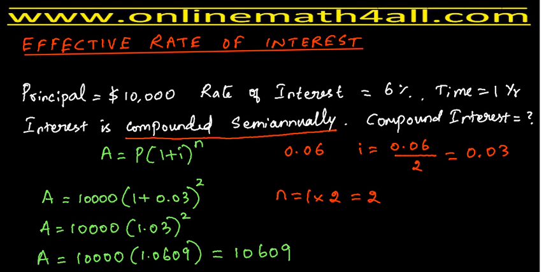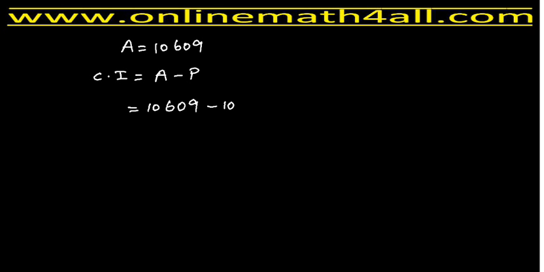Okay, now we'll proceed to the next step on the next page. Now we got the compound amount, that is A is equal to 10,609. If I want the compound interest, it's very simple. We just have to subtract the principal from the amount. So the amount is 10,609 and the principal is 10,000. When you subtract the principal from the amount, you get 609 as compound interest. So we got the answer for our question. The compound interest is 609.